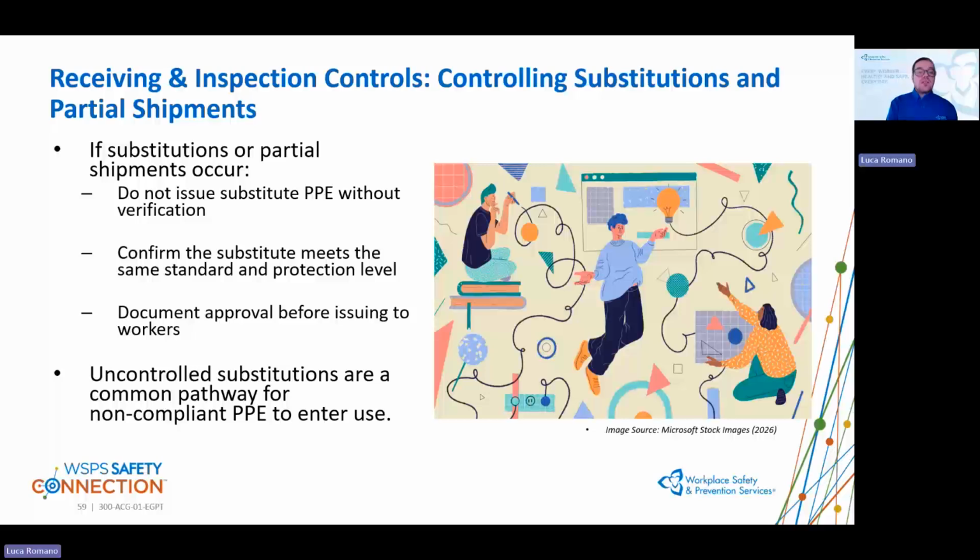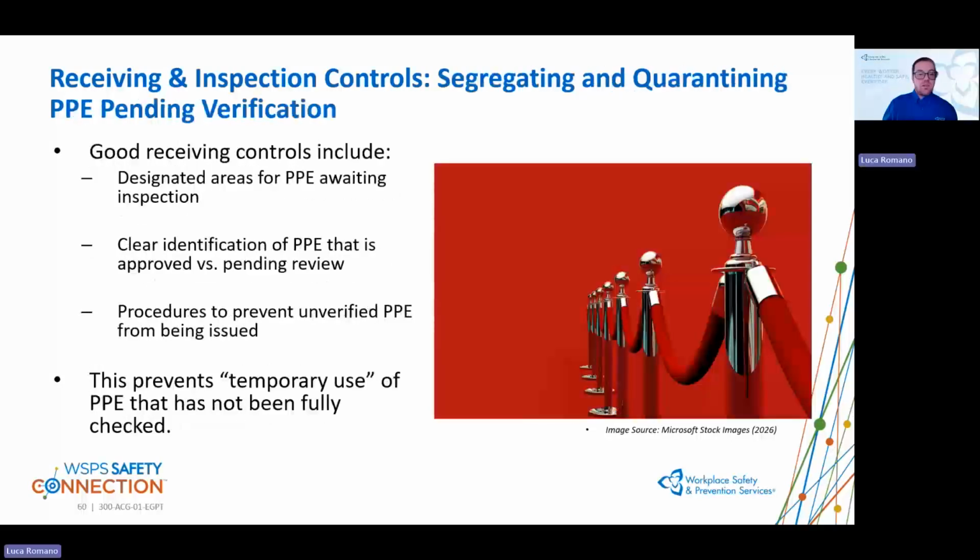You also want to make sure that the substitute meets the same standard of protection and that it is appropriate for the hazards you have in place or the level of protection that you need for the workers. You want to also document approval before issuing it to the workers, so that, again, you have a record for due diligence. The reason this is important is that uncontrolled substitutions are sometimes a common pathway that fake personal protective equipment can enter use within the workplace. So again, all of this is to have safeguards in place and different checks and balances.